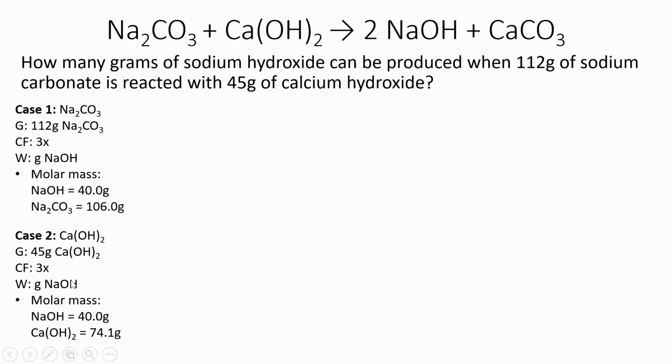Whatever one makes less sodium hydroxide will be the answer we go with because you can only make as much as the lesser amount. And so after that, you're going to run out of one of these two things.